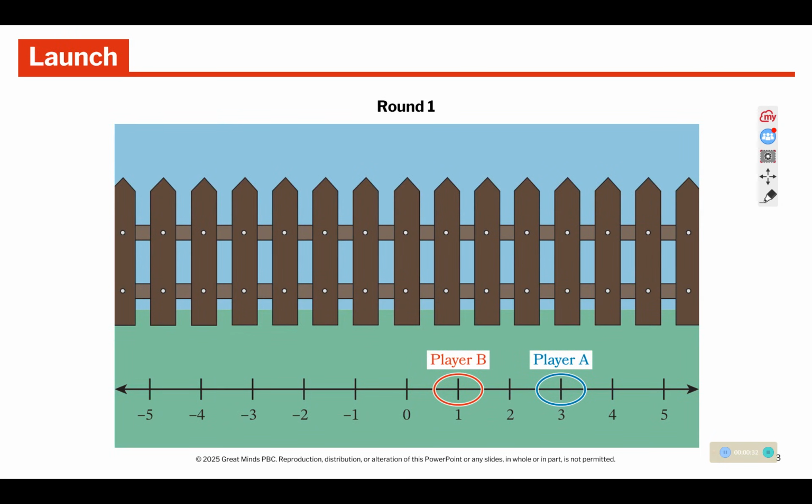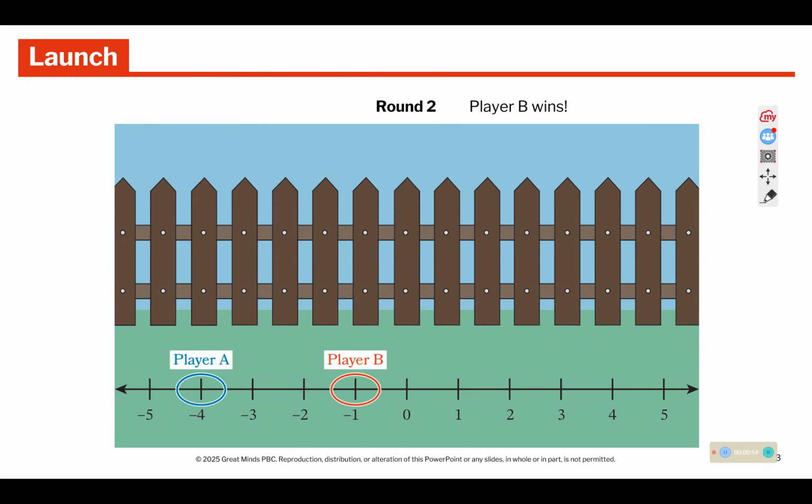Two players take turns throwing rings at a number line. Who do you think would win? Player B wins round 1. Here's round 2. Player B wins again. Round 3. Player A wins this time. How do you think the winner is determined?